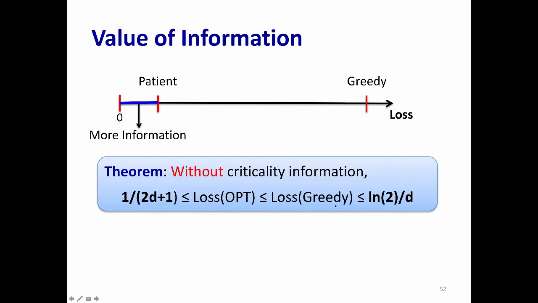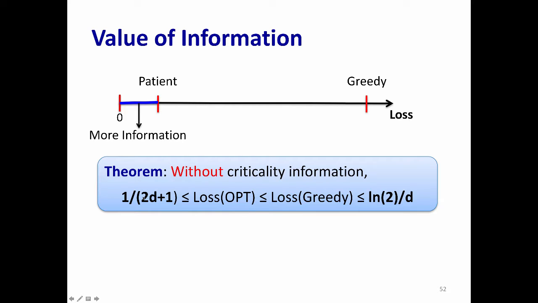And recall that the greedy algorithm does not need information about critical agents, because the greedy algorithm immediately matches all agents and all critical agents perish. So the greedy algorithm does not need that information, and then I can bound the performance of the greedy algorithm from above because I've already bounded from below in the previous theorem. From above, I can show that the loss of the greedy algorithm is at most log 2 divided by d.